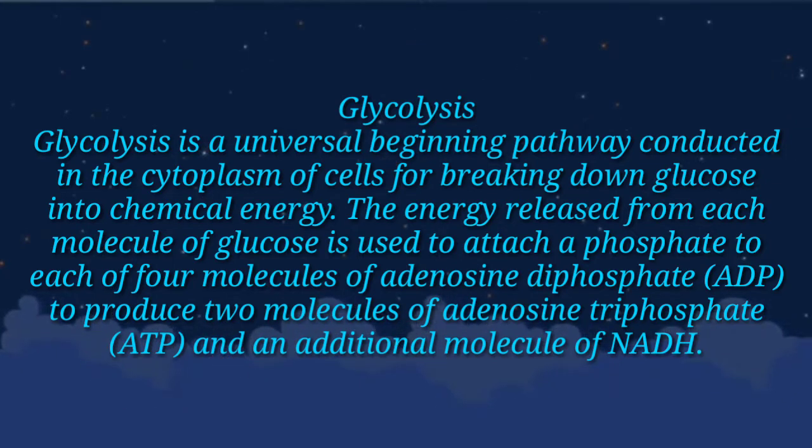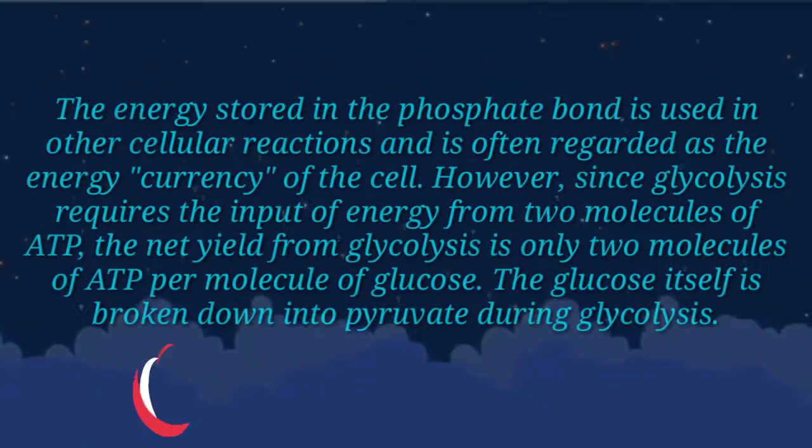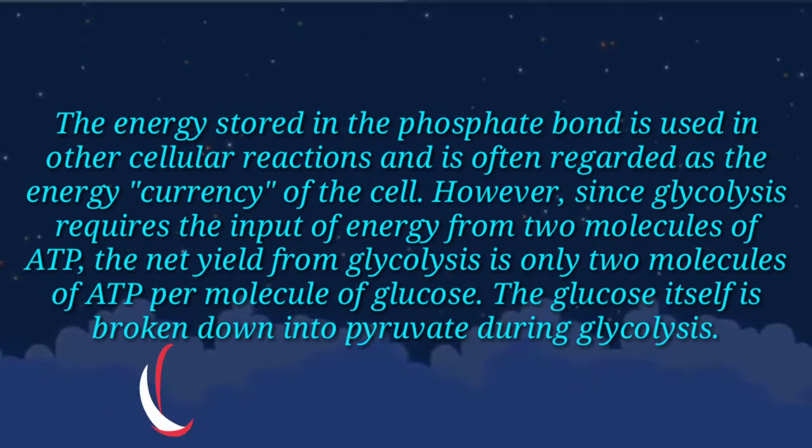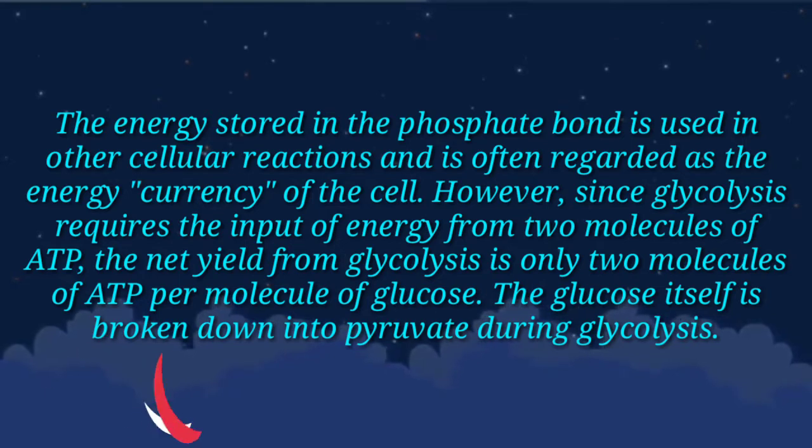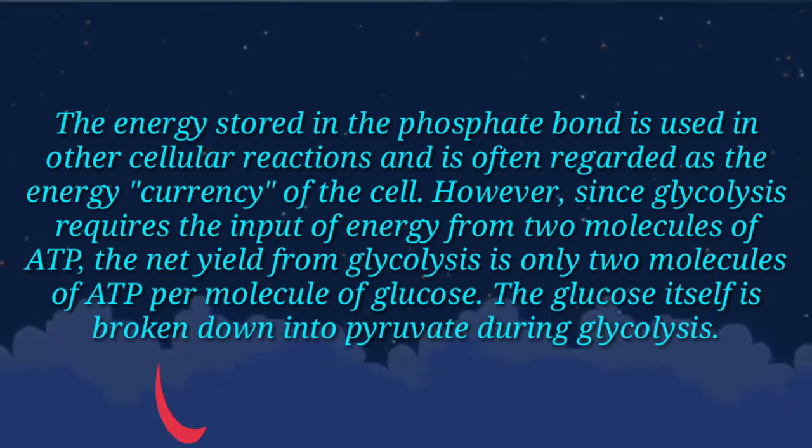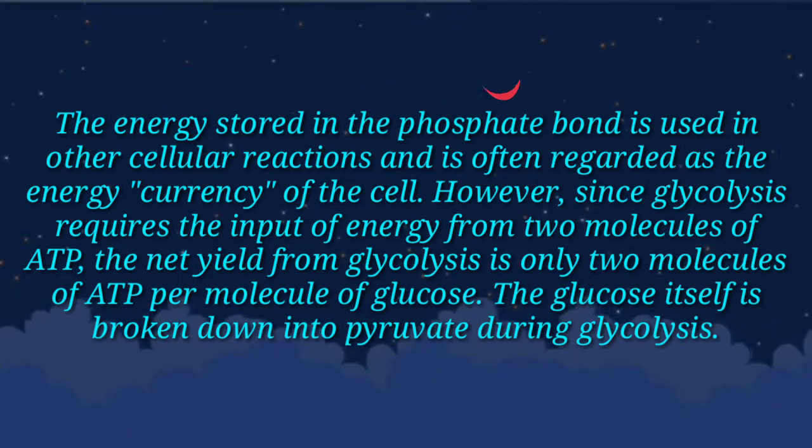The energy released from each molecule of glucose is used to attach a phosphate to each of four molecules of adenosine diphosphate, or ADP, to produce four molecules of adenosine triphosphate, or ATP, and an additional molecule of NADH. The energy stored in the phosphate bond is used in other cellular reactions and is often regarded as the energy currency of the cell.